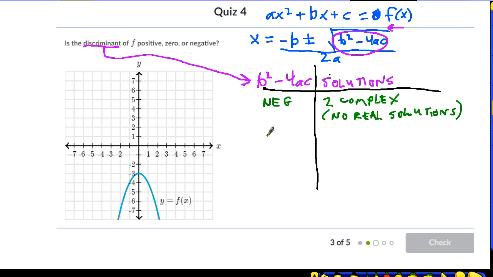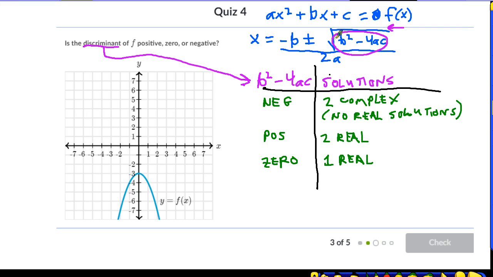And then if b squared minus 4ac is positive, a positive number, if we did the math and this turned out to be a positive number, we'd get two real solutions. And if b squared minus 4ac turned out to be 0, we would get one real solution. There's a really good reason why. If b squared minus 4ac was 0, the square root of 0 is 0, and plus or minus 0 is nothing. It just goes away.